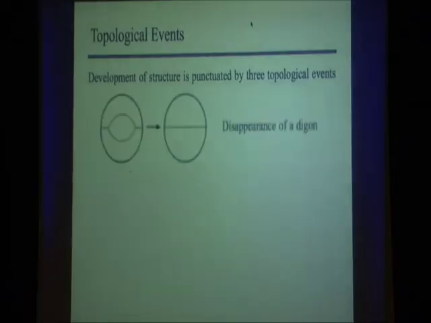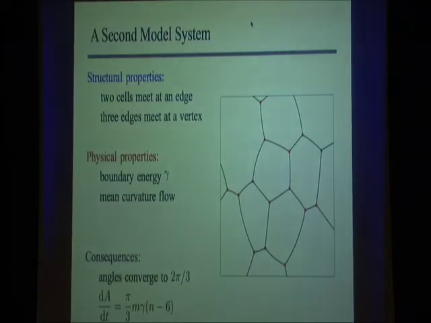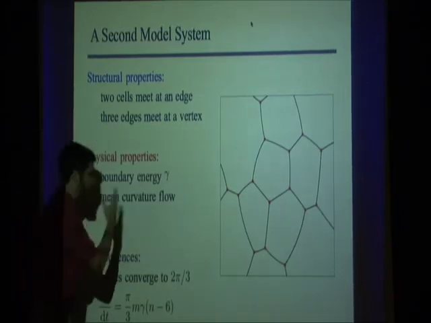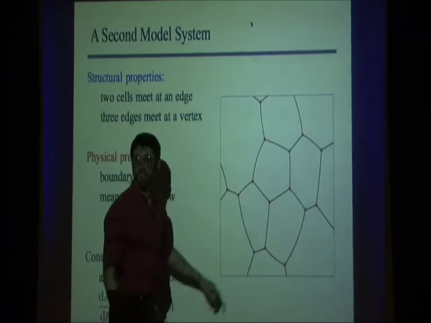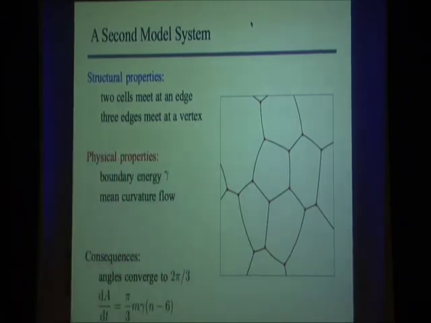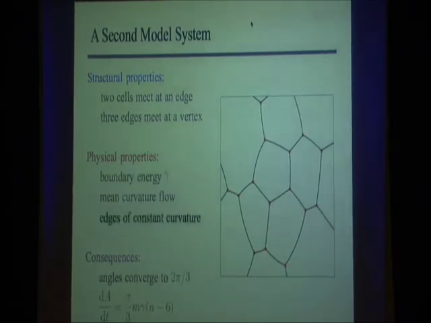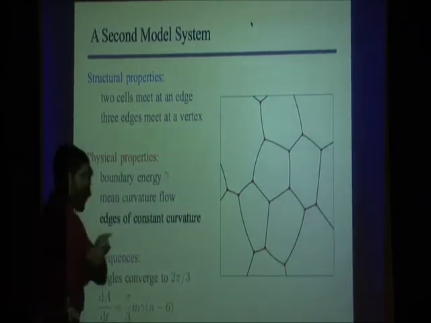Okay. So here's a second model system. This is actually a foam. We also model soap foams. So soap foams, it's essentially identical. You'll notice that there's no subdivisions of the edges. That's because there's an additional constraint in the case of soap foams. As far as I can tell, there's only one additional constraint, and it's that the edges be constant curvature.